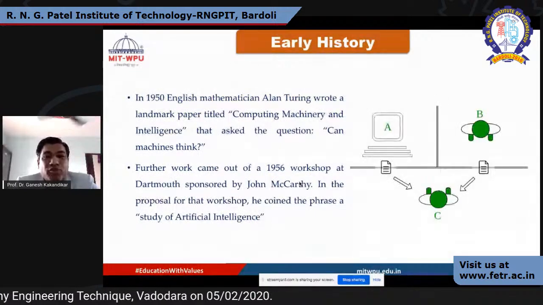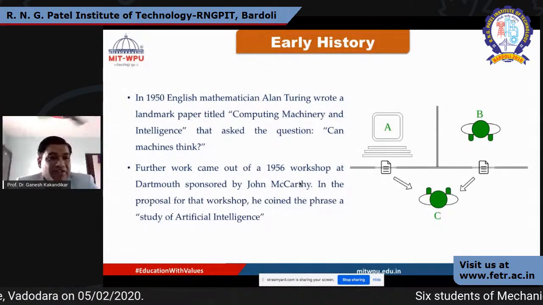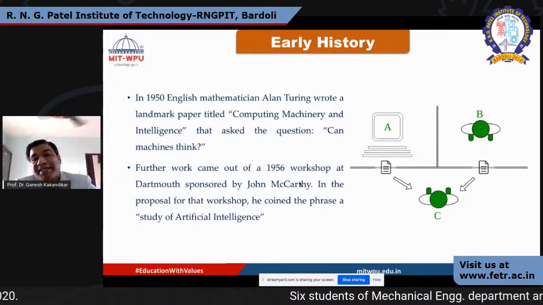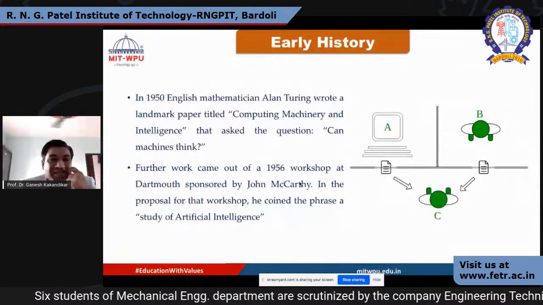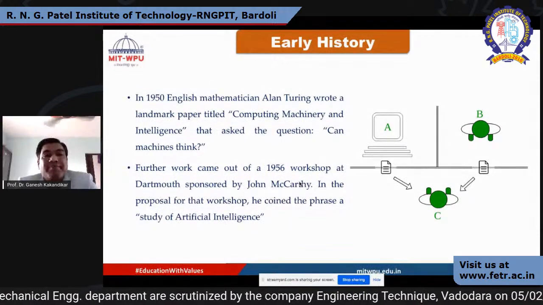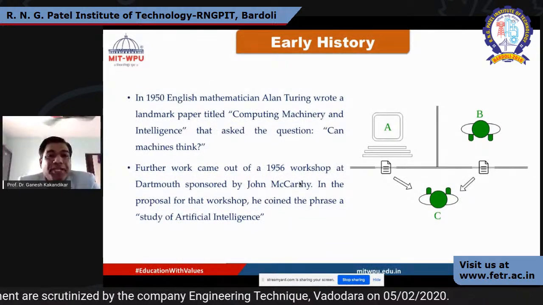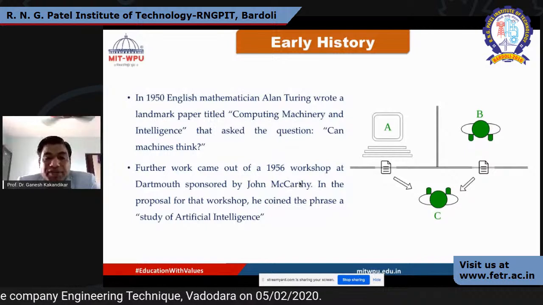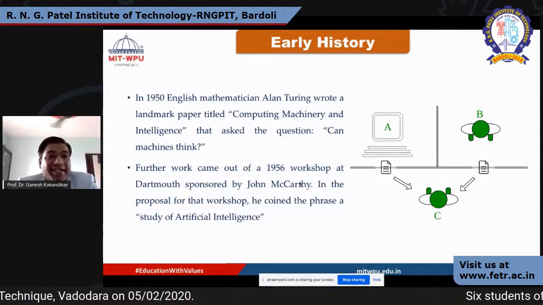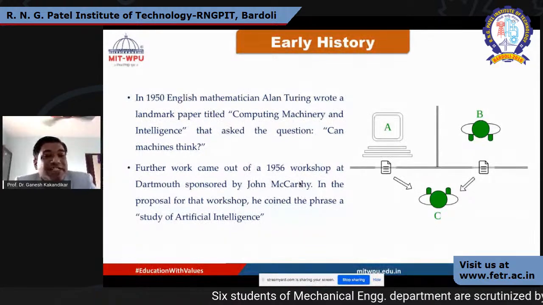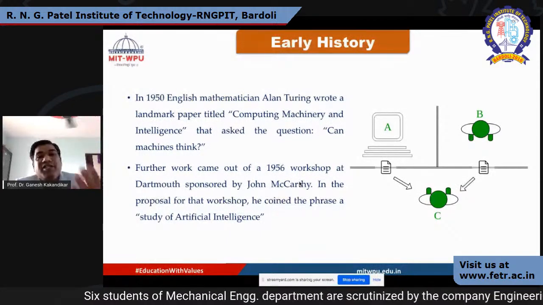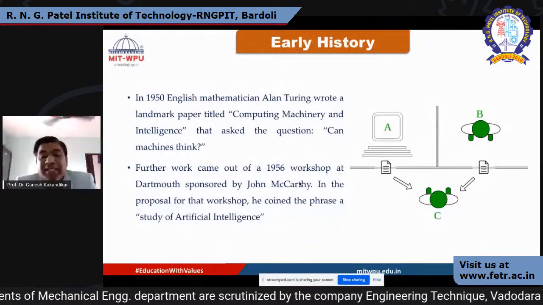And if you go back and trace the history of artificial intelligence, way back in the 1950s, the English mathematician Alan Turing wrote for the first time an article, Computing Machinery and Intelligence. Then people started thinking: can a machine think, can a machine have logic, and can a machine take a decision? And then slowly the field of artificial intelligence has developed like anything.